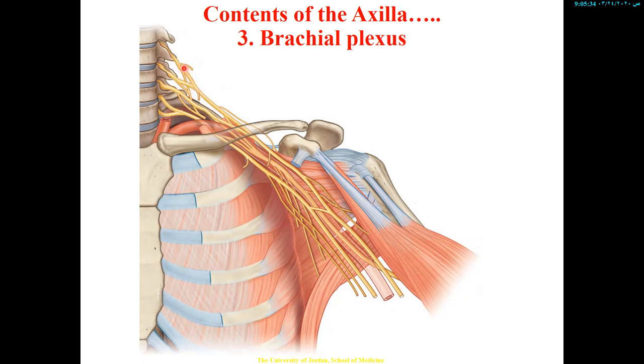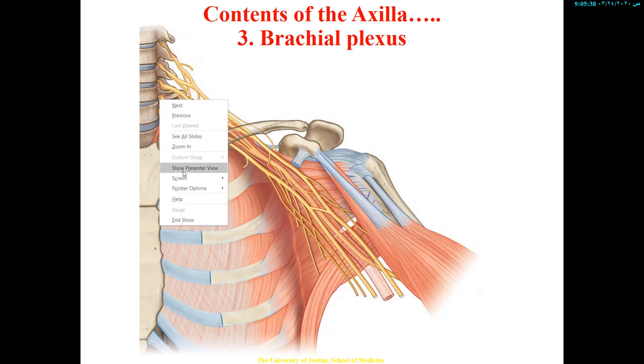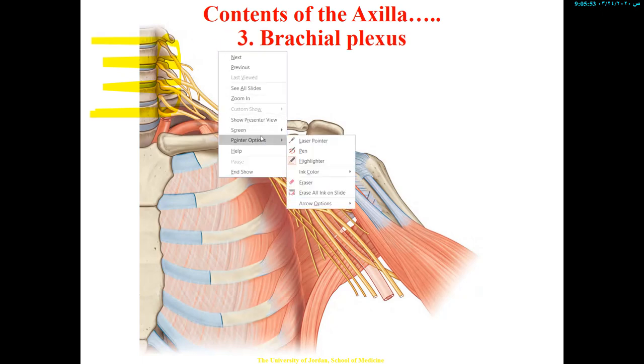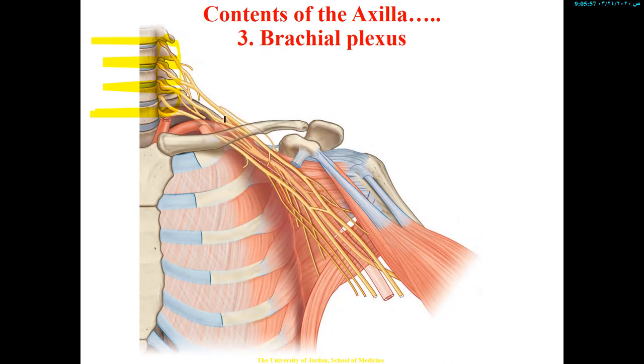So here we have roots, as you can see them here, roots, and in the other here are the trunks, the upper, the middle, and here we have the lower trunk. So as you have noticed, the brachial plexus is simply union and subsequent division.